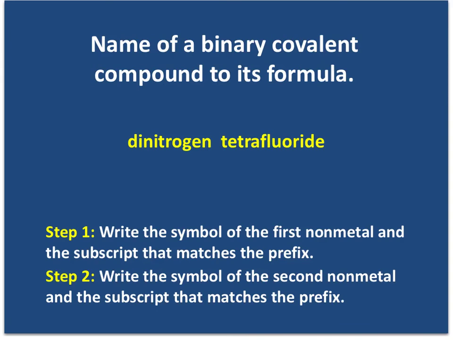Now we're going to look at how we go from the name of the binary covalent compound to its formula. So we write the symbol for the first nonmetal, which is nitrogen, N. And we know the prefix is di, so that means we have 2 of it. Write the symbol for the second nonmetal, fluoride, which is fluorine. And we have tetra, so that's 4 of it. And there you have it, N2F4. That's your formula. Let's look at another one. We have phosphorus and oxygen. So that's P. We have 2 of it, so P2. Pentoxide, like in penta, so that's 5, P2O5. There you go.